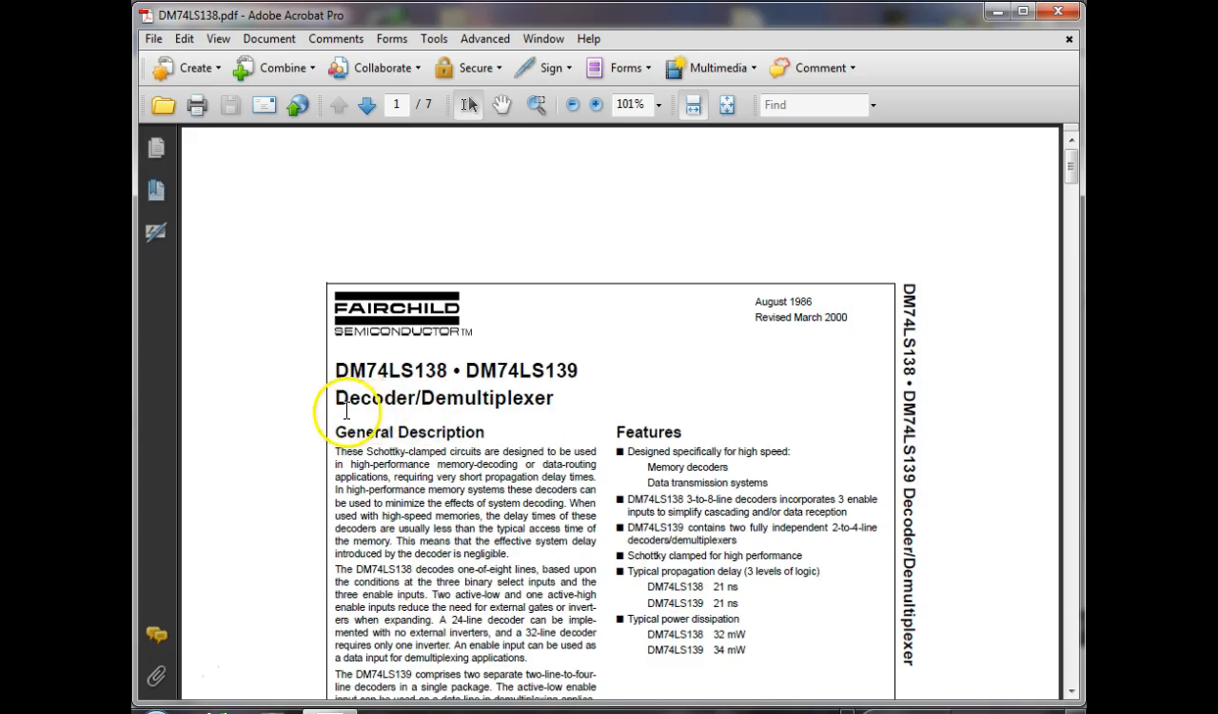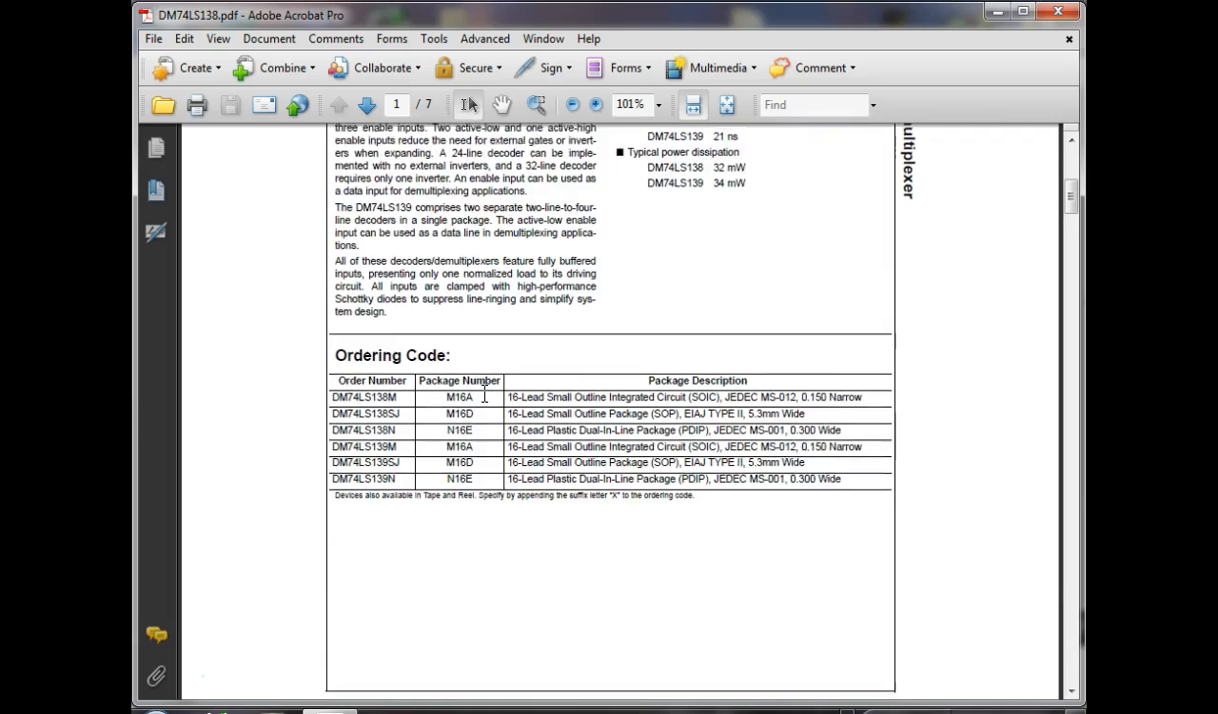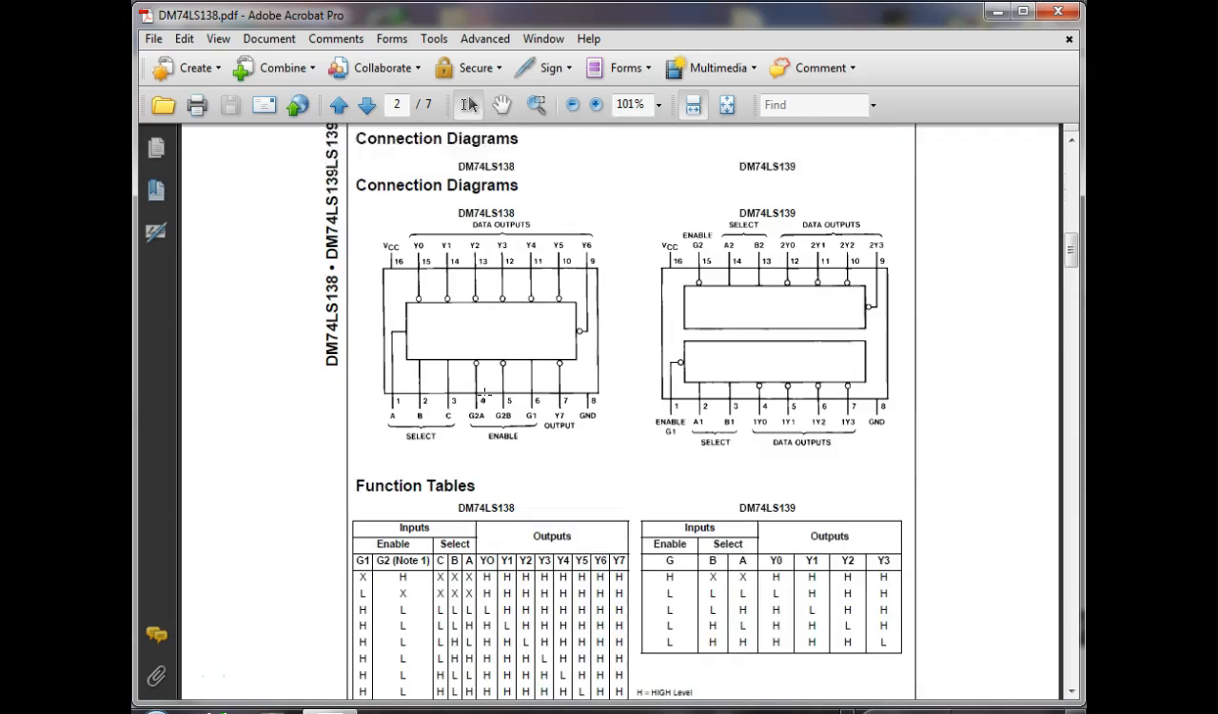So the 138 is a decoder, right? Demultiplexer, and we'll see that again today. Here's the 138, here's the 139, which is the one that we're dealing with. So they're covering two with the same data sheet. This one here only has 3 inputs, A, B, C. So how many combinations can we put on this? We can only put 8, right? 0 through 7. And here are the outputs, 0, 1, 2, 3, 4, 5, 6, and 7. And they're low active outputs, kind of like the 7442.